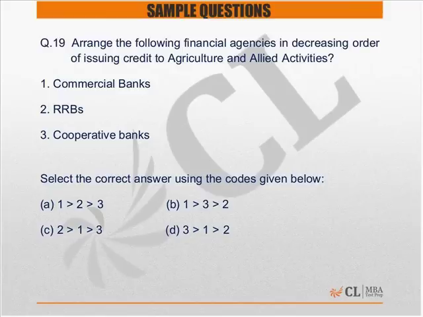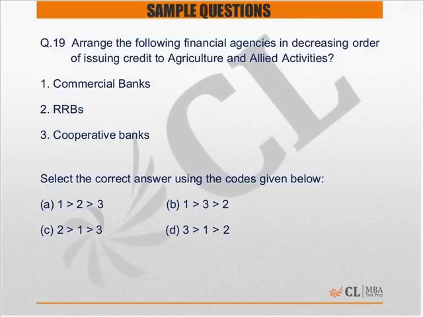The next question comes as this. Arrange the following financial agencies in decreasing order of issuing credit to agricultural and allied services. Agricultural and allied services are run by government subsidies, like subsidies on fertilizers, kerosene, diesel, etc. So which of the following financial institutions does the maximum credit access? Commercial banks, RRBs or cooperative banks?